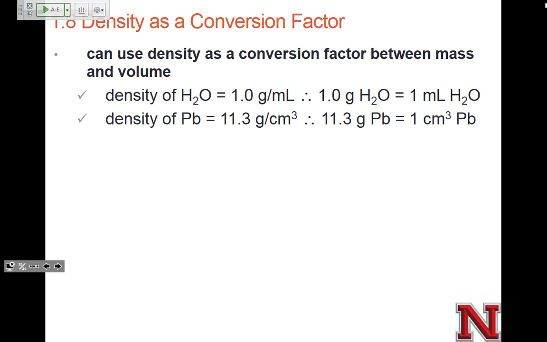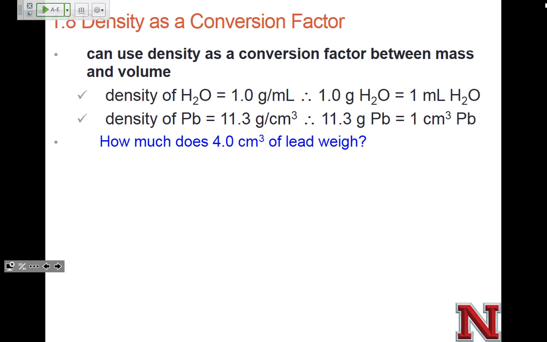So what we're looking at here is a relationship. If density of water at room temperature is 1.0 grams per milliliter, that means for every 1 gram of water, I have 1 milliliter of water. And again, here's where it's really important. I want to write grams H2O and not just grams equals 1 milliliter, because that's not true for every substance. It's true for water. Whereas lead, I have 11.3 grams of lead for every 1 centimeter cubed lead. I don't want to write 11.3 grams equals 1 centimeter cubed. I want to be specific that it's lead, because later on that's going to be really important.